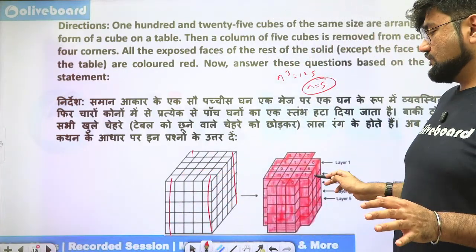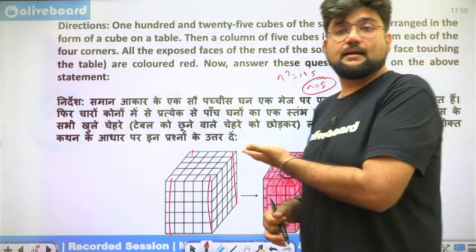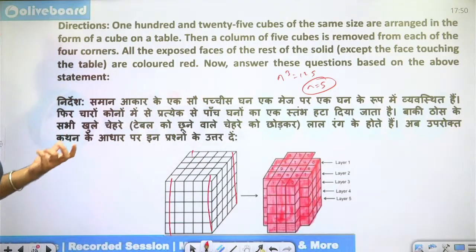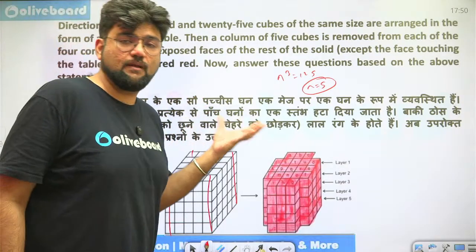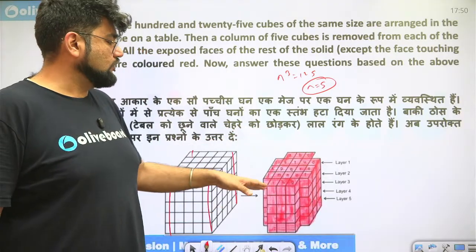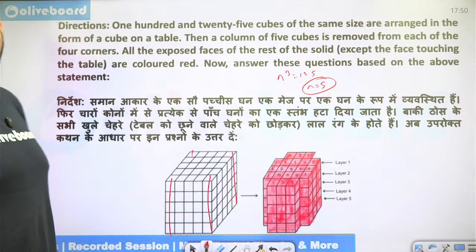So this figure has been obtained now, and it is completely painted red on the outside, but not at the bottom. So every time they are giving you a new situation, you will not be able to solve it with the help of formulae. It has to be observational. So now they are painting it red across the cube except for the bottom. This is how it looks like. Okay.